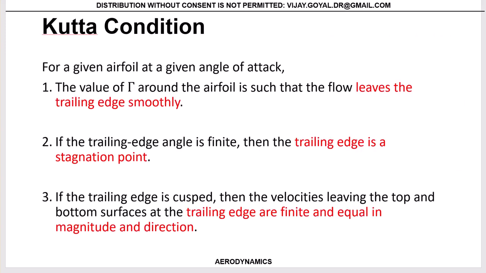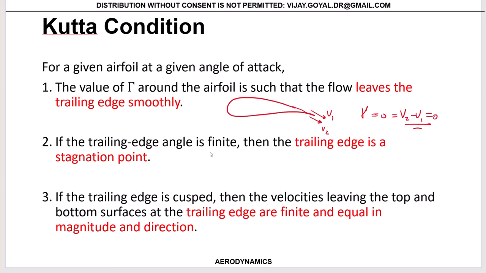Couple of things we keep in mind. First of all, we are saying the value of the circulation is such that it's going to leave the trailing edge smoothly. So what the Kutta condition is saying is that it's going to leave the edge smoothly. So you have v1, v2, such that your gamma is equal to 0. You can say that v2 minus v1 is equal to 0.